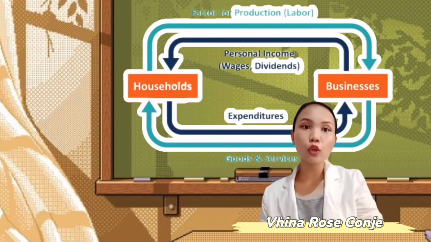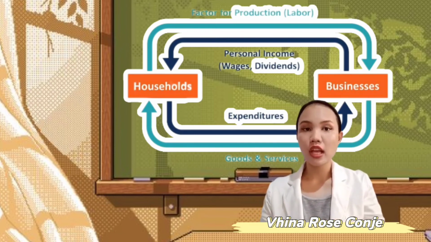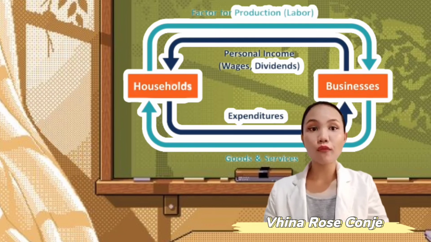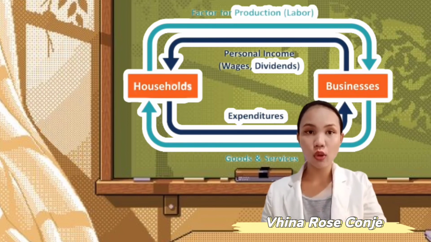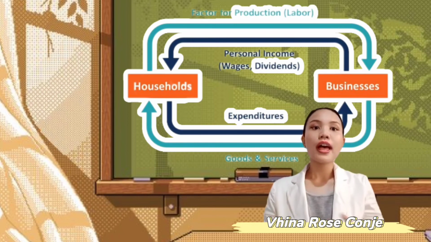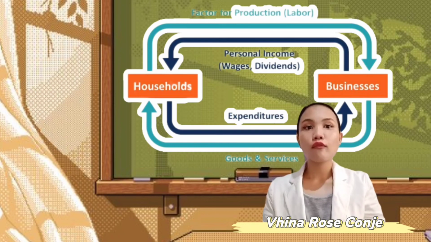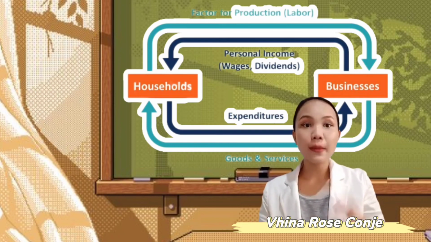And then the household will buy its daily needs and wants from the businesses, for which they will spend money, and this will be called their expenditures. And then the businesses will offer their goods and services, or they will sell their goods and services to the people from the household. And overall, this is called the basic circular flow diagram because the money will just flow in circles between the household and the businesses.